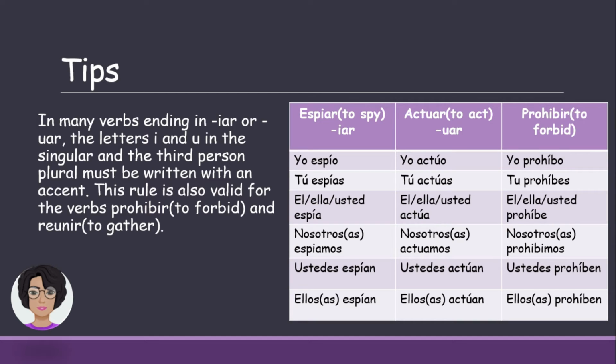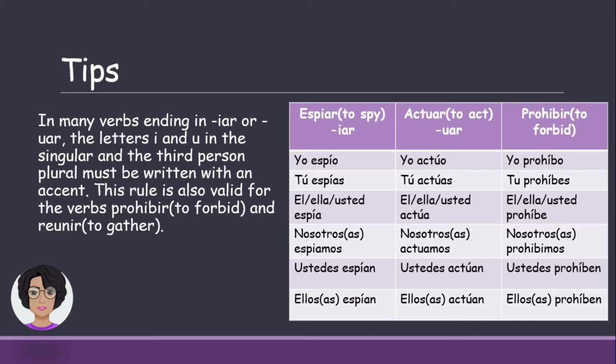Espiar. Yo espío. Tú espías. Él, ella, usted espía. Nosotros espiamos. Ustedes espían. Ellos espían. As the rule says, we have to add an accent mark for the singular and the third person plural. Then we have actuar. Yo actúo. Tú actúas. Él, ella, usted actúa. Nosotros actuamos. Ustedes actúan. Ellos actúan.